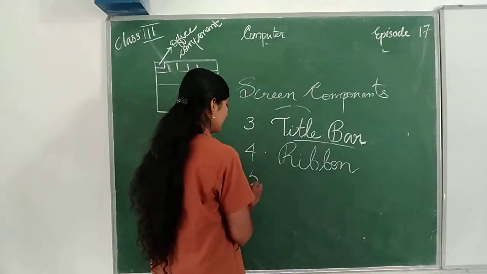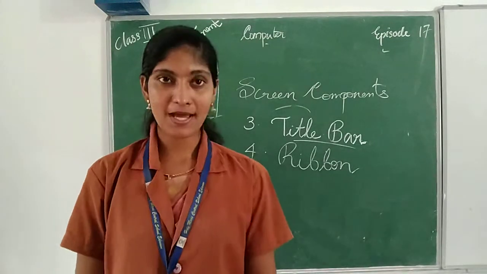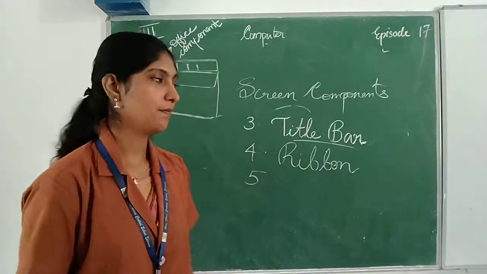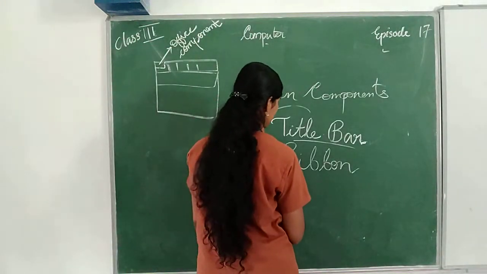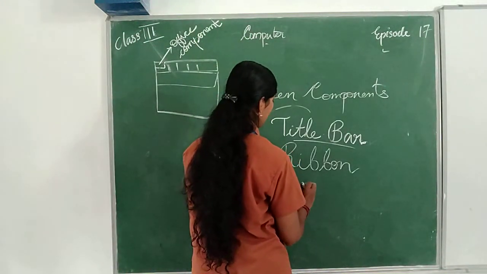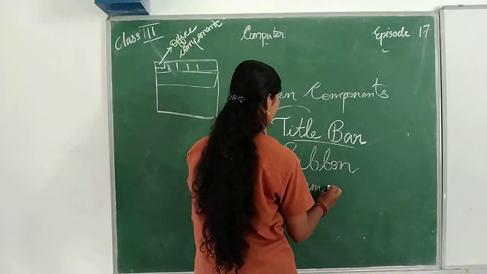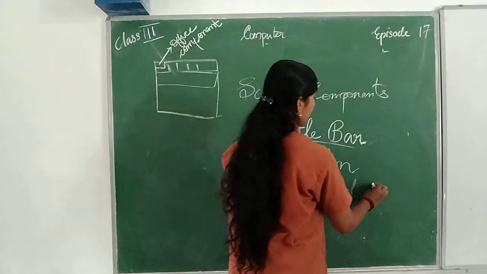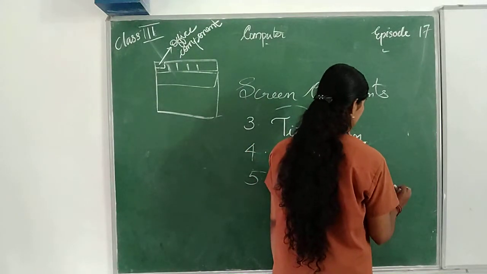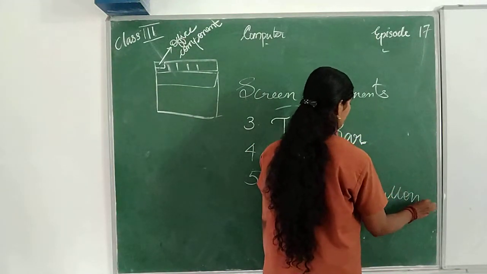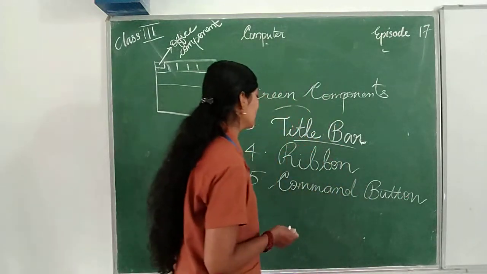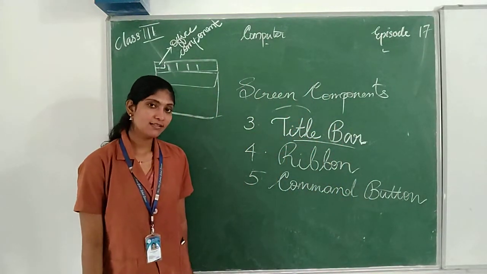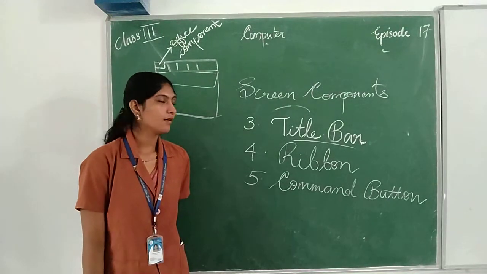Then the fifth component is command buttons. Command button means you click on a command button to work on the document. C-O-M-M-A-N-D, command, B-U-T-T-O-N, button. You can click a command button to work in the document.